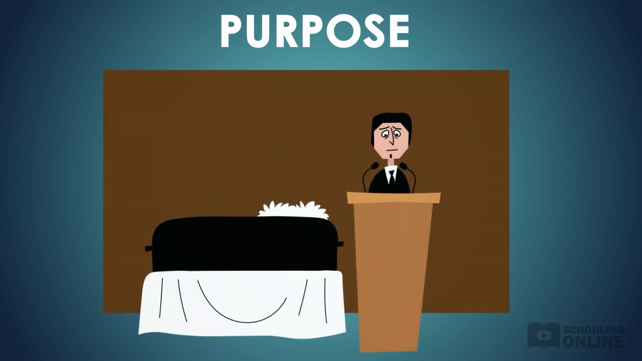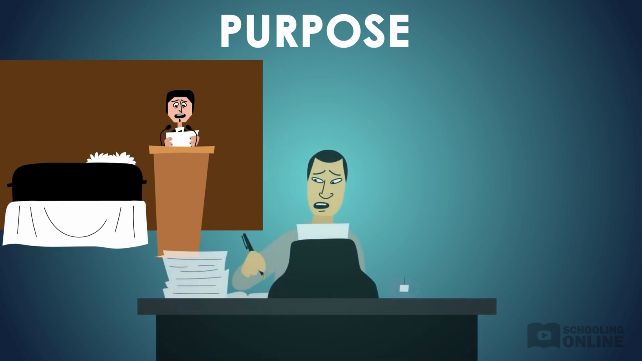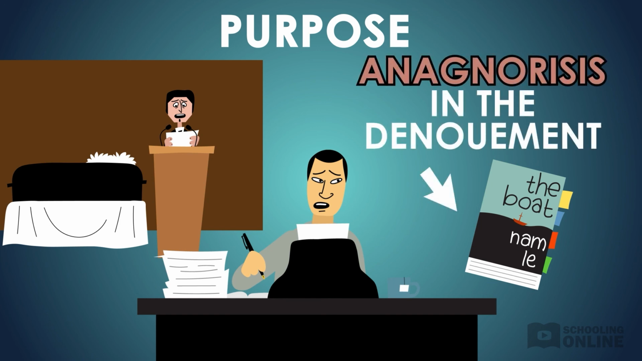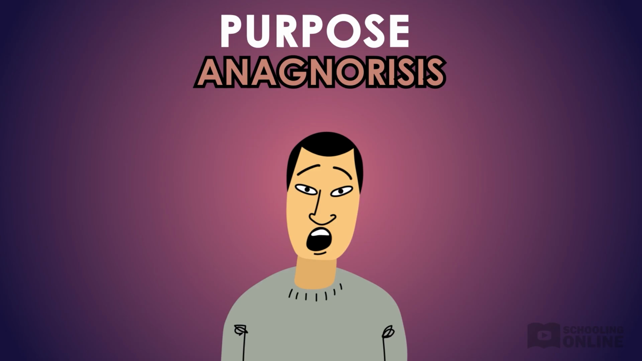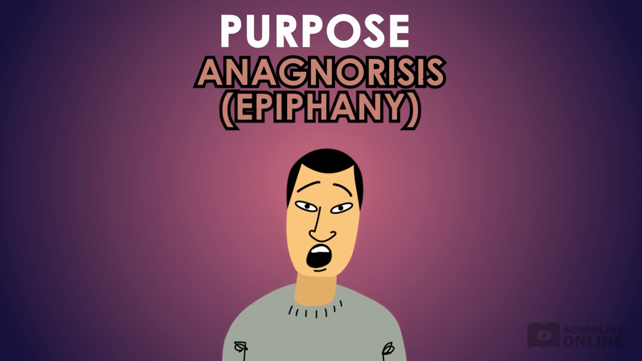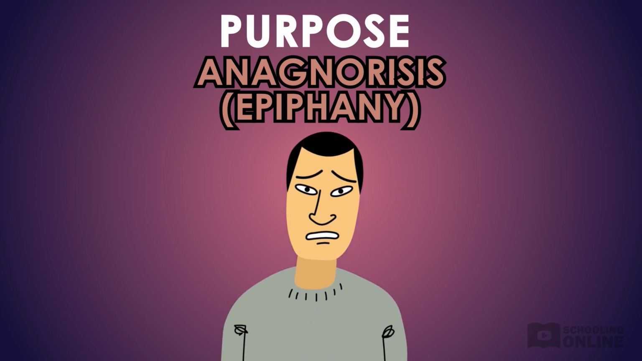A eulogy is a text that is written to honour or praise someone, especially someone who has recently died. Eulogies are usually read out at funerals. It's not clear in the story whether Nam's father has since died, but the tragic anagnorisis in the denouement, or resolution, certainly makes it feel that way. Anagnorisis is a specific form of an epiphany, where a protagonist will come to a big realisation about their own character and flaws, and it often comes too late.